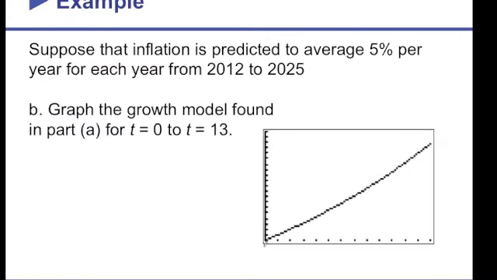So here we have our graph again. We went from 0 to 13 and 10,000 to 20,000 for our y values. You can see it didn't quite double in that time, but it comes close, and it's growing, and you can see a little bit of its concavity in this section.